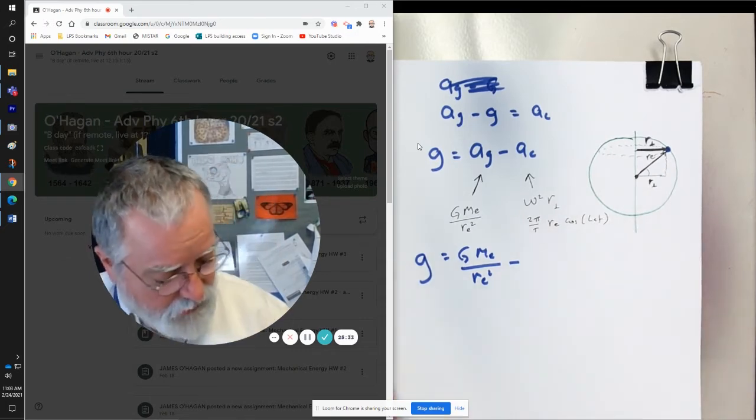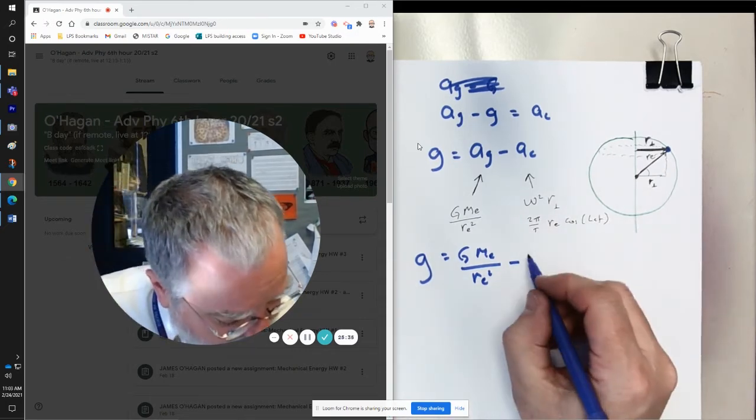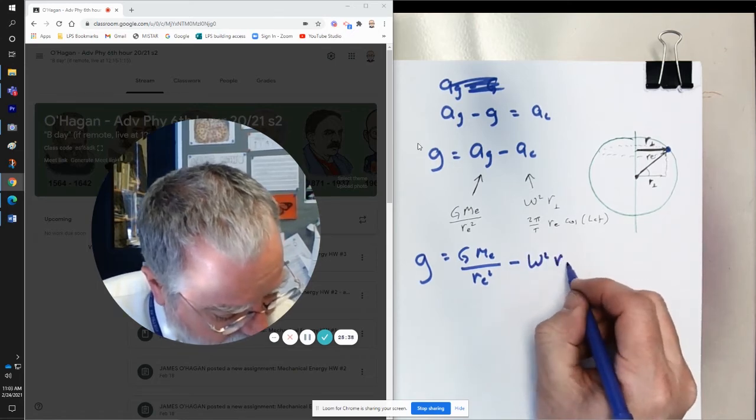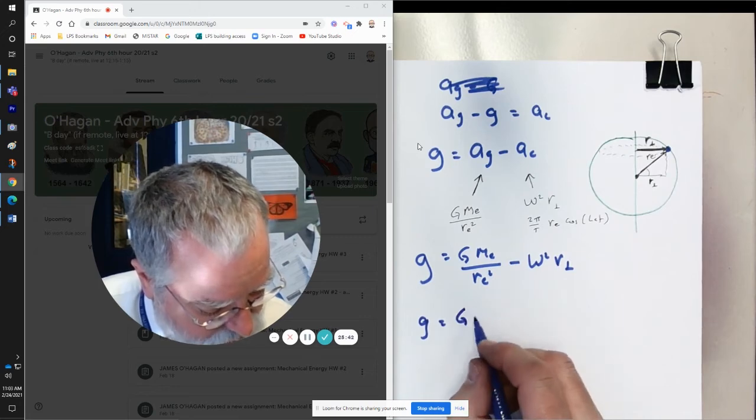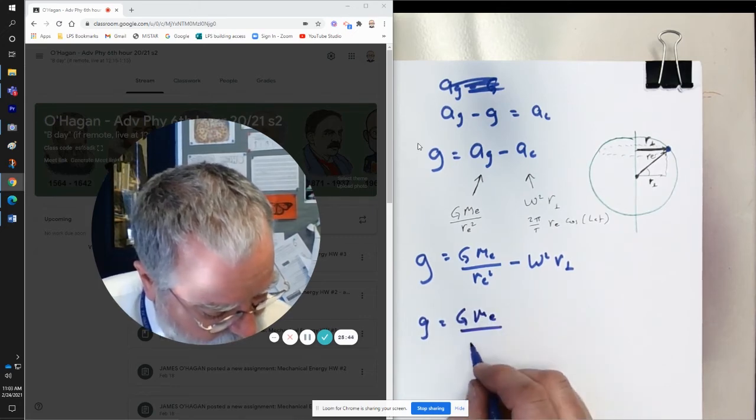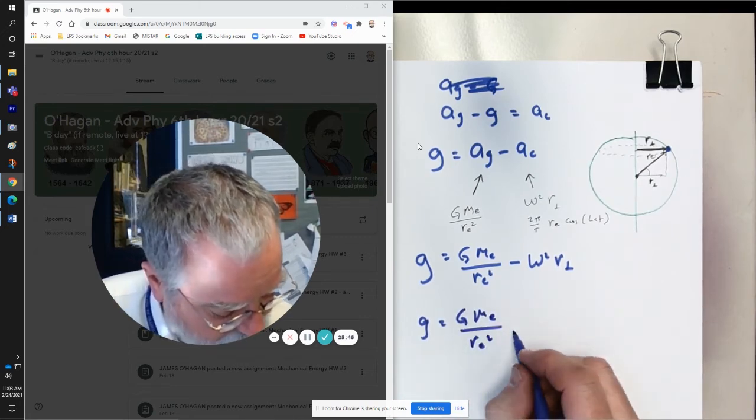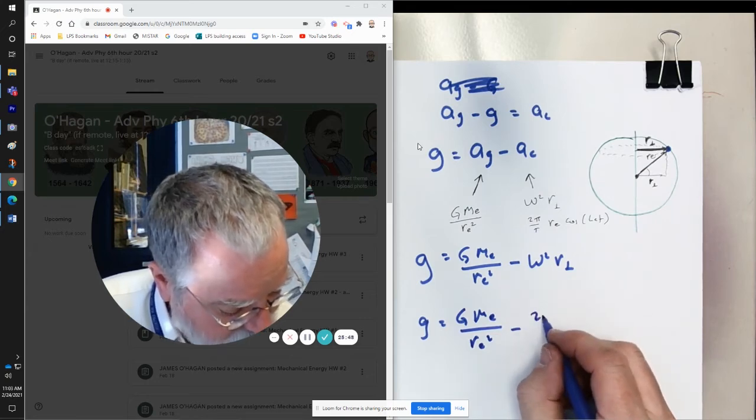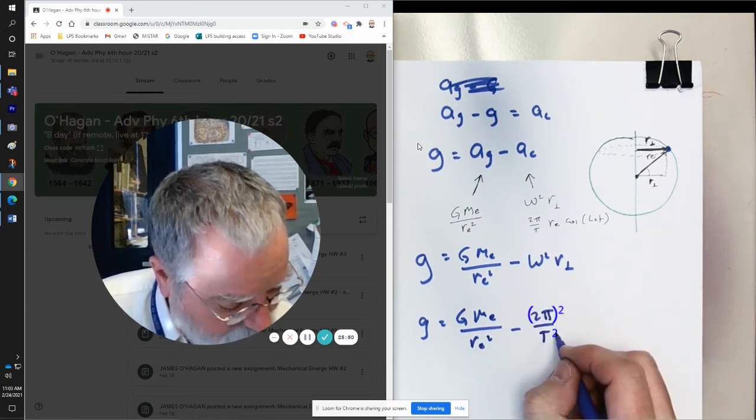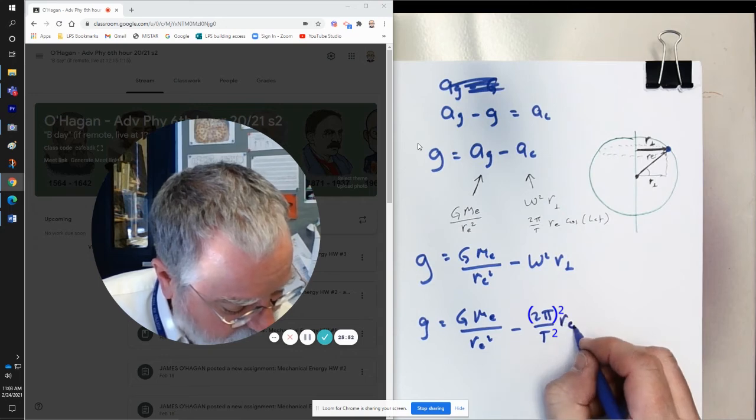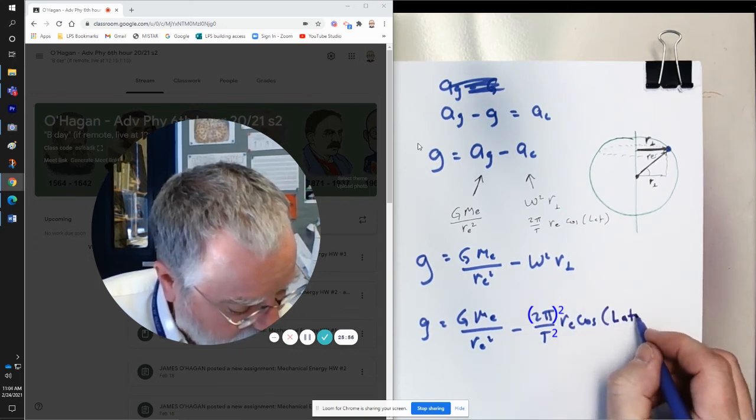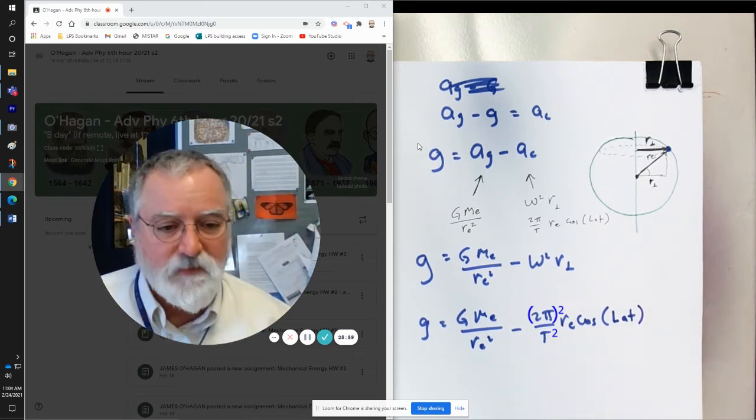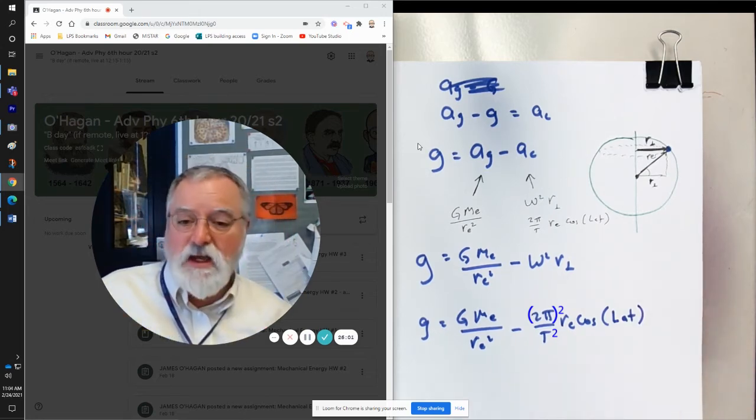line. Okay? So anyway, I'll write omega squared r perpendicular, but if you want to do it again, g equals big G mass of the Earth over r Earth squared minus 2 pi over the period of the Earth times the radius of the Earth times the cosine of the latitude. That's it. That's how you come up with it.